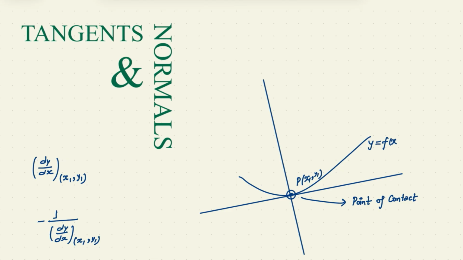One thing to note is that this point of contact is very important in this chapter, because this point P, which is a point of contact, lies on the curve y equals f(x). This point lies on the tangent also, and this point lies on the normal also. That means this point has to satisfy all the equations of the function, tangent and normal.